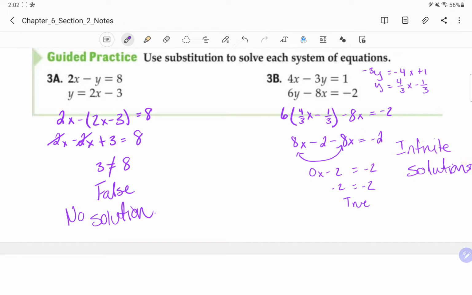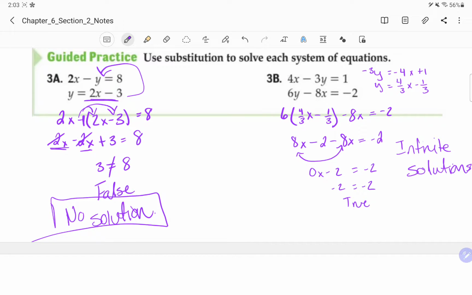Okay, for 3a, you would plug in this here. I plugged it in for y. When you do that, be careful because you have to distribute that negative sign in. So there is a negative 1 hiding there that needs to be distributed in. So it becomes negative 2x, or 2x minus 2x plus 3, which will leave you with the 2x and the negative 2x going away, and that just leaves you with 3 is equal to 8. Well, 3 is not equal to 8. That's a false statement, so you have no solution there.